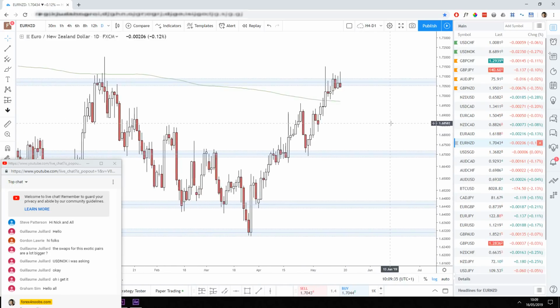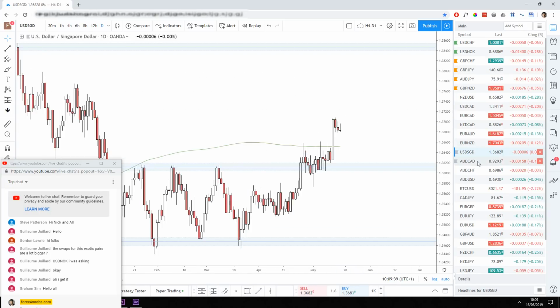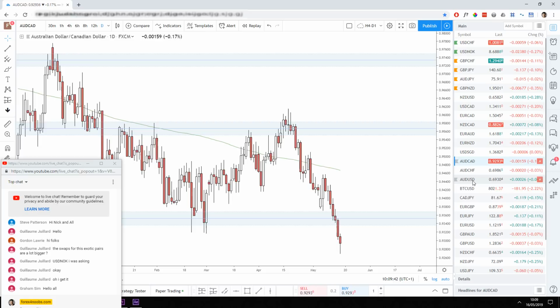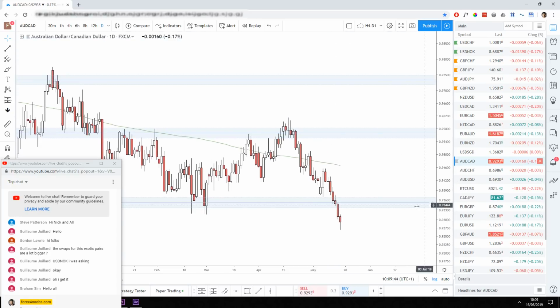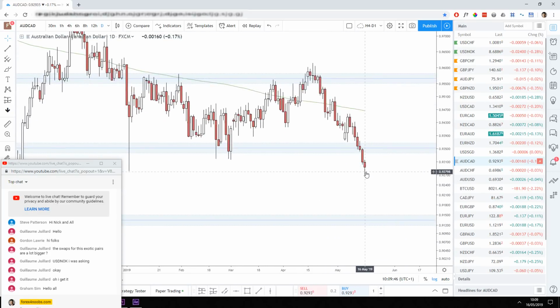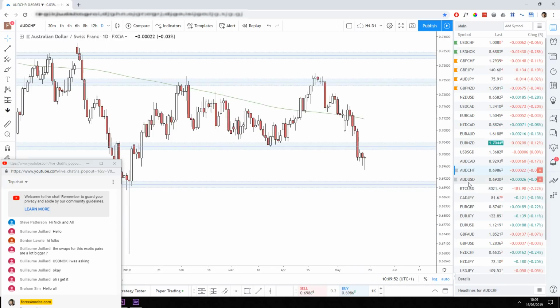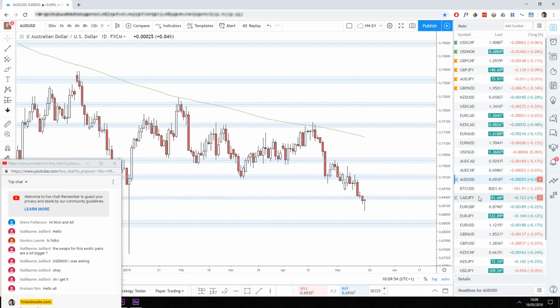This one's been stalling out for days. I'm not going to do anything here. USDSGD, nothing there. Nor on AUDCAD, it just broke through the support area. We were looking at this one for a potential earlier this week, but it just never really turned into anything because it kept falling. AUDCHF, nothing.